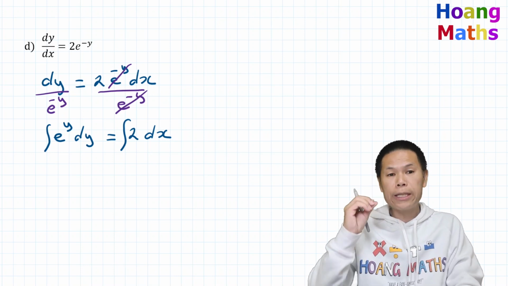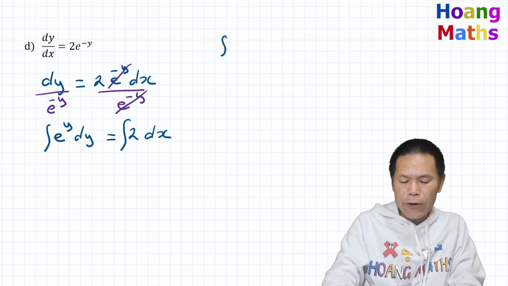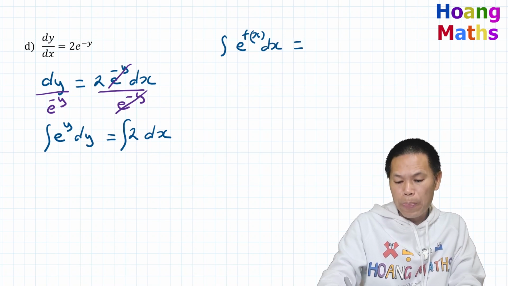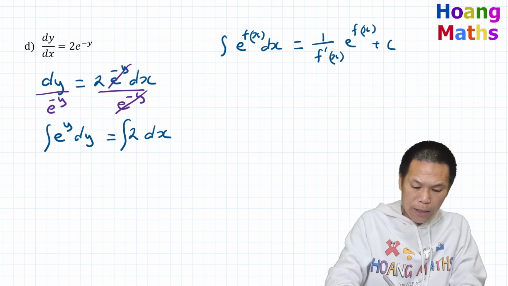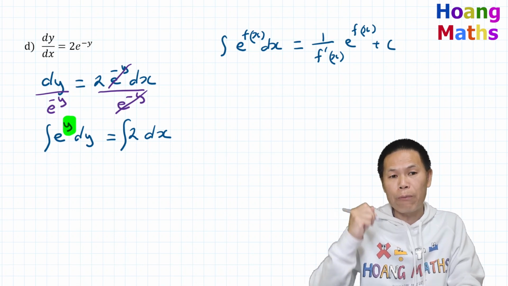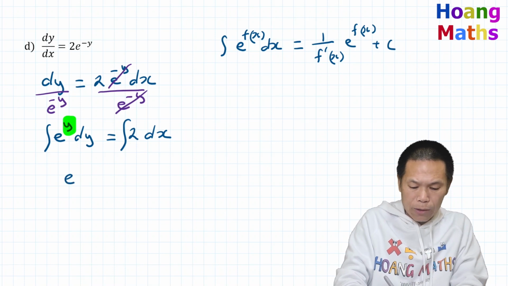So now integrate e to the y, and do not forget, if we integrate e to the f of x dx, so that will give me 1 over f dash x, e to the f of x. And we add a constant, of course. So therefore, we differentiate y. Okay, so that gives me 1. So that means e power y divided by 1. So that is exactly the same as e to the y.